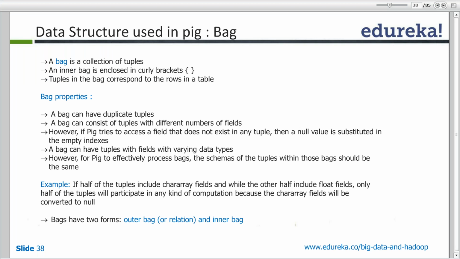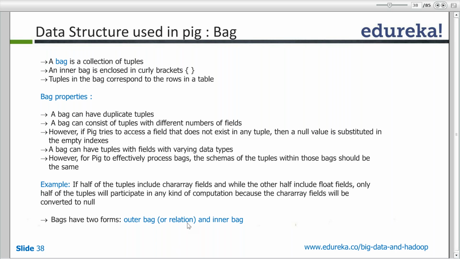Just an example: if half of the tuples include chararray fields, while the other half include float fields, only half of the tuples will participate in any kind of computation, because the chararray fields would be converted to null. Let's say I'm doing addition of a number to a number. If it's a chararray, I cannot do it. Bags have two forms, outer and inner.